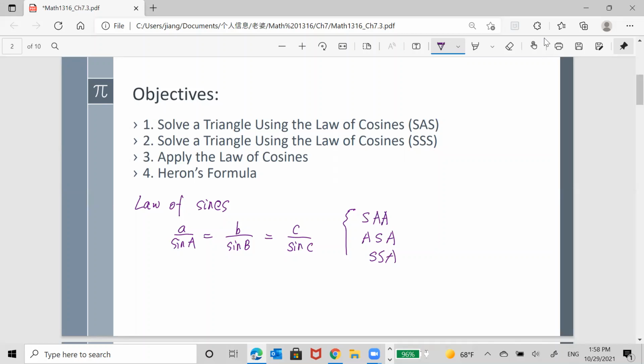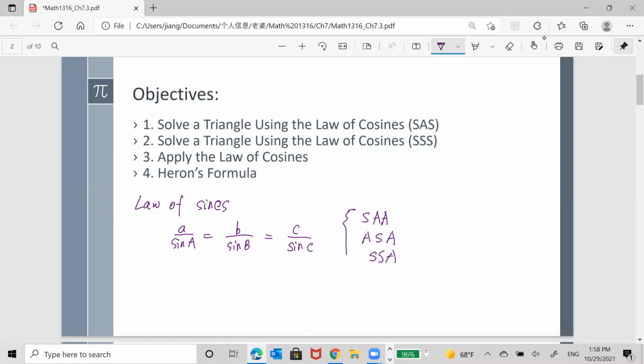In the first two cases, we have two angles and one side, so we can find another side. For the SSA, if we have two sides and one angle, we can find another angle, and then we can find another side and solve the triangle. This is the law of sines.